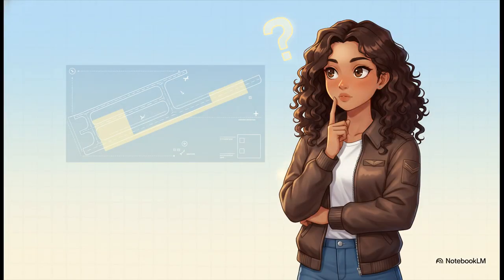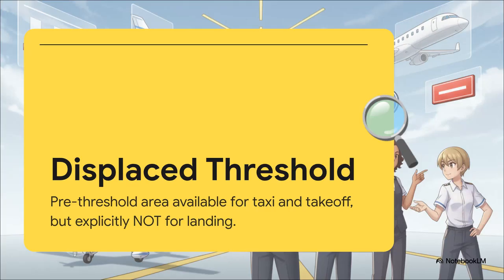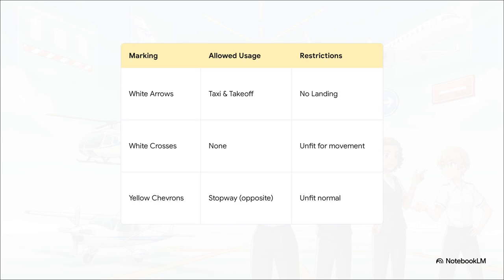Moving right along to displaced thresholds. We know what a normal runway looks like, but we really need to talk about what happens when a runway has special restrictions. Ground exams absolutely love testing the displaced threshold. By definition, this is a section of pavement that looks just like a runway, but it comes with some strict rules about what you can actually do there. It's a pre-threshold area where you're totally fine to taxi, and you can even start your takeoff roll there, but you are explicitly forbidden from landing on it. No exceptions.